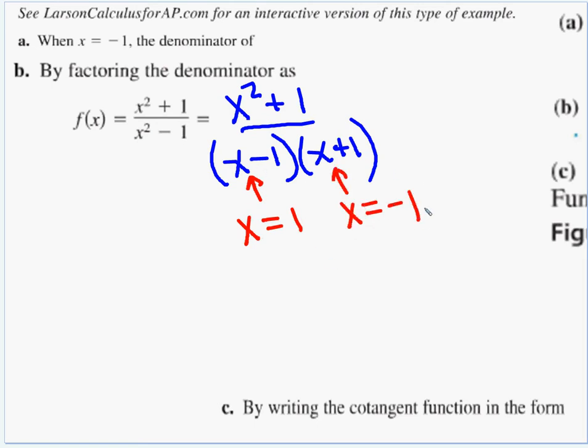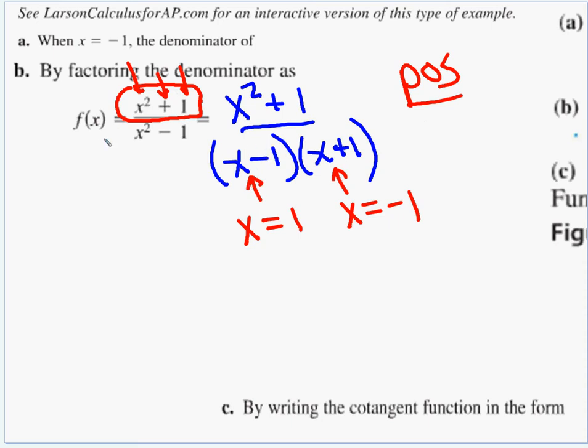So here we're going to have two vertical asymptotes. Our numerator is always going to be positive. If you square something, it's always positive, and then we're going to add a little bit more. So the numerator is always going to be positive, but depending on what x values we pick for our denominator, it might be positive or negative.